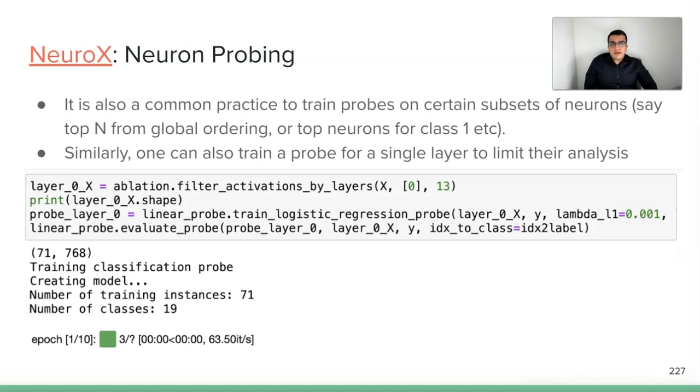It is also common practice to train probes only on certain subsets of neurons, whether that is to look at the overall performance of the probe using those neurons or to analyze specific modules in the original model. For example, one can use some of the helper methods to filter activations and keep the data for certain layers only. Here, we are filtering activations just from layer 0 and training a probe on layer 0 alone. This can be very useful to compare performances and neuron distributions across layers to see how the representations change as we move deeper into a network.